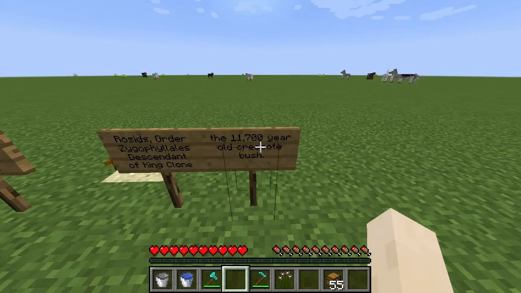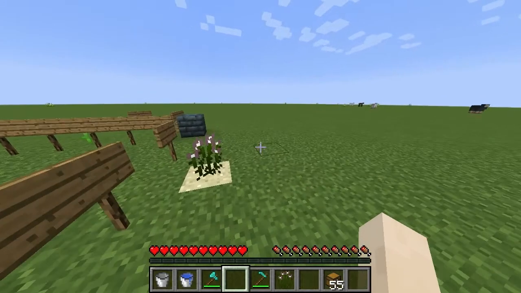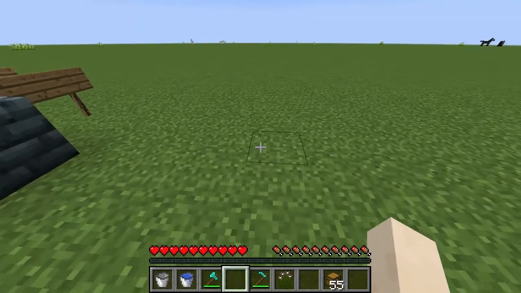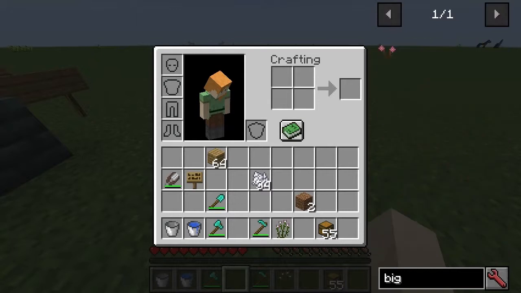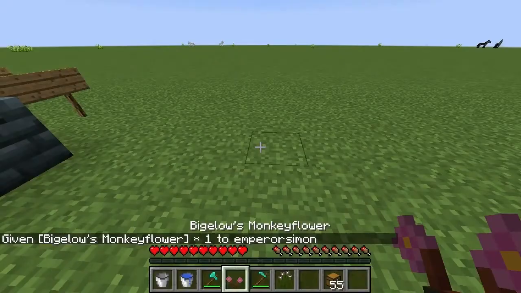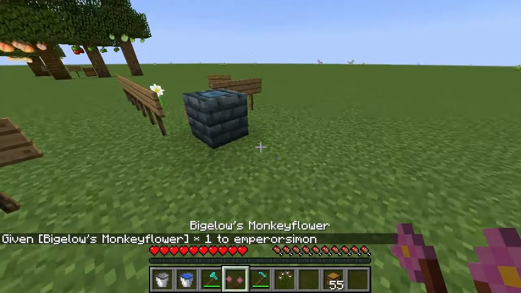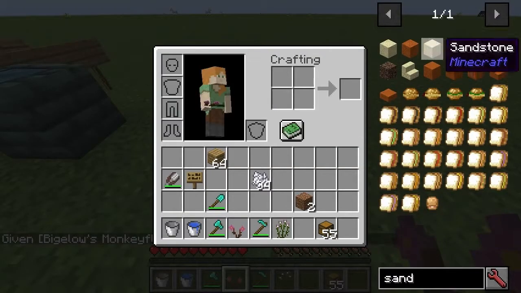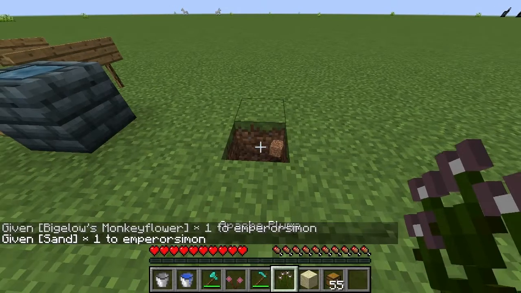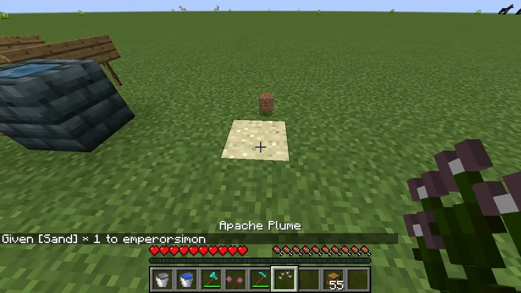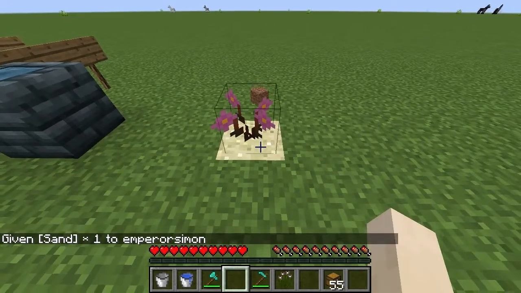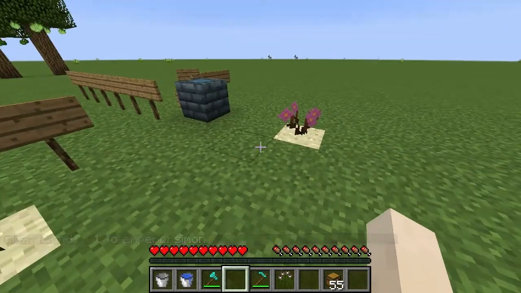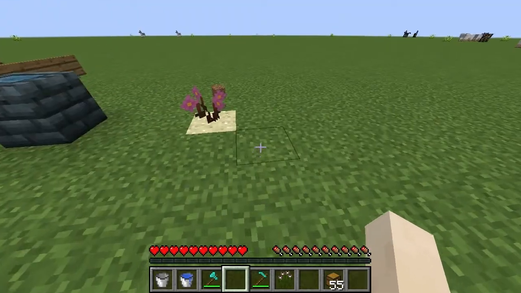Okie dokie. What is next? Well, next we have Bigelow's monkey flower. Okay, so yeah, I chose an interesting section here, and what I'll try and do is just to try and do this sort of thing with all of them, really. So there's Bigelow's monkey flower. And what interesting facts are there about Bigelow's monkey flower?